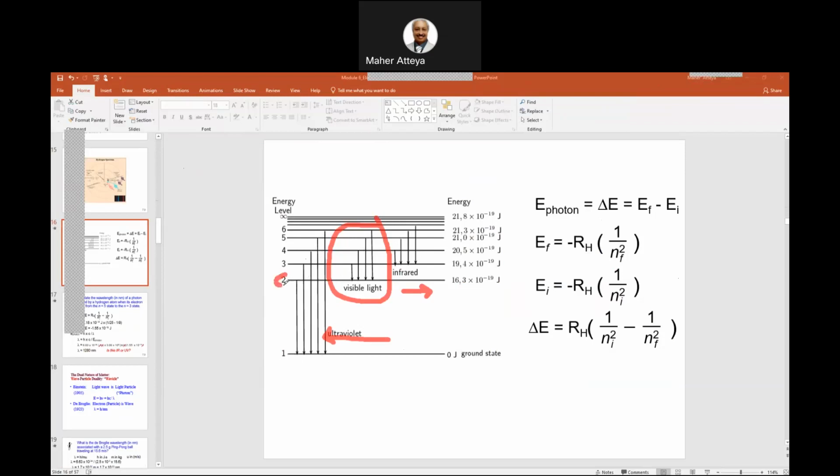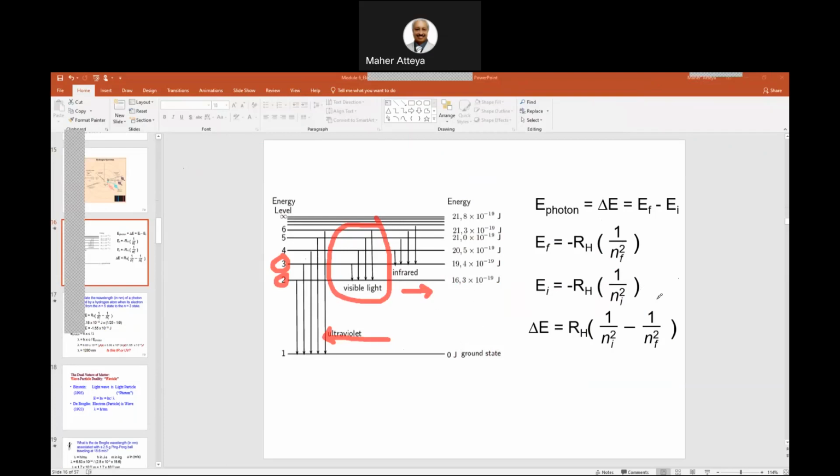The visible one starts with the second level, correct? Coming from the 6th to the 2nd, the 5th to the 2nd, the 4th to the 2nd, and the 3rd to the 2nd. Infrared is the same behavior, but they use different numbers. Infrared is lower in energy. Visible, infrared, ultraviolet. So that's how you can see them.